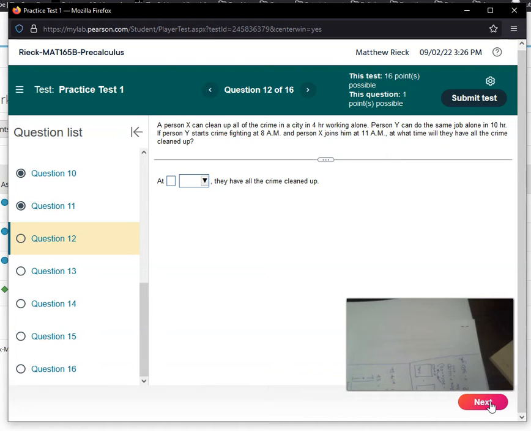All right, so the next question here is dealing with a work rate problem. The main formula to remember from this is the amount of work completed is equal to the rate times the time.